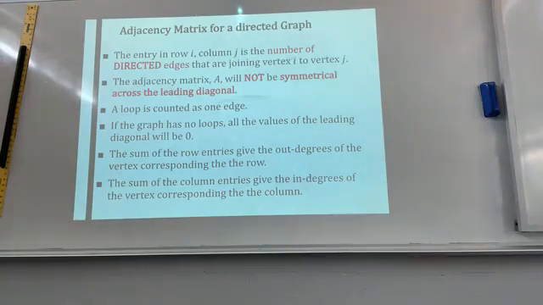So this is different now. So the sum of the row, because it's from to, so it's out degrees. And then column is to, all right? From something to, so therefore that's the in degrees. Think about the difference between out and in degrees now. All right, out degrees is from somewhere you go out, in degrees is coming in.